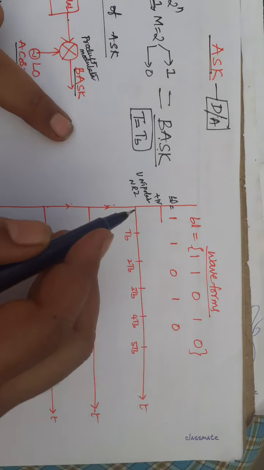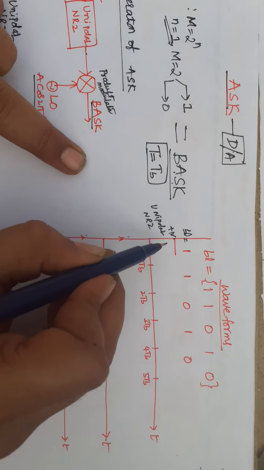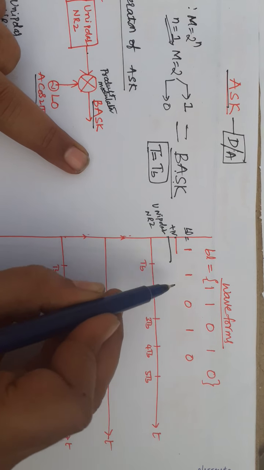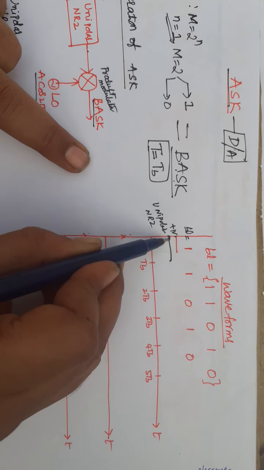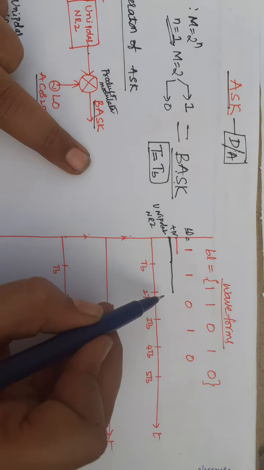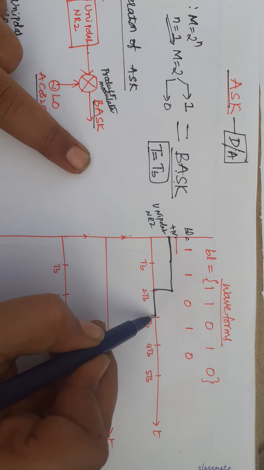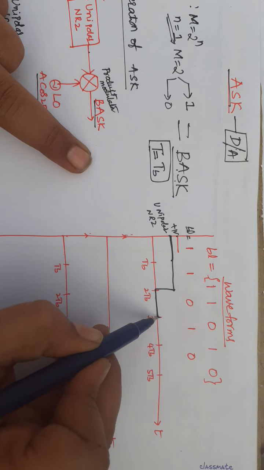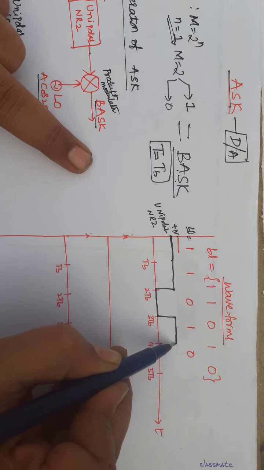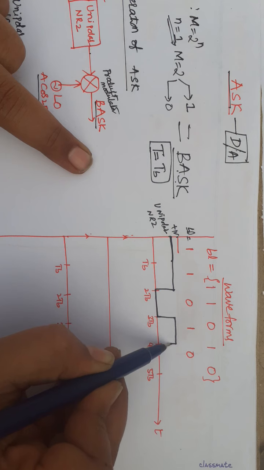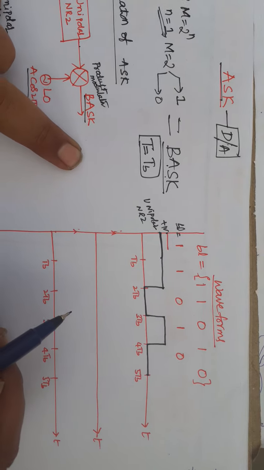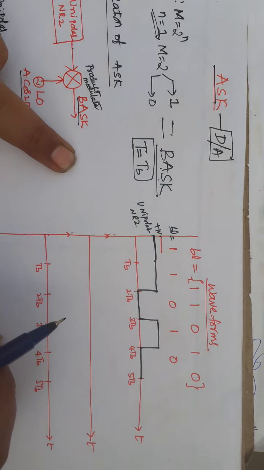Now bit 1 is mapped to plus 1 volt, and in the second Tb duration it is also bit 1, mapped to plus 1 volt. Then bit 0 is mapped to 0 volts, and after Tb duration again bit 1 is mapped to plus 1 volt. After 4 Tb duration, bit 0 is mapped to 0 volts. This is the unipolar NRZ output, right?